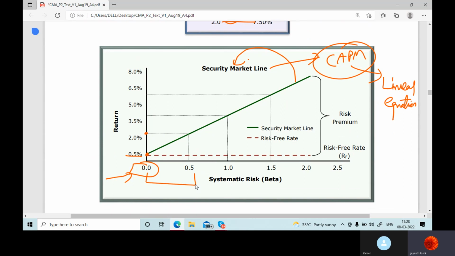When you increase your risk by a further 0.5, your return is this. For a further increase of 0.5, the return is this. Again a further increase of 0.5, you plot it here, and the return is this. So what is happening is that when the risk increases, the return also increases. Just have a look at this graph. We'll go further.